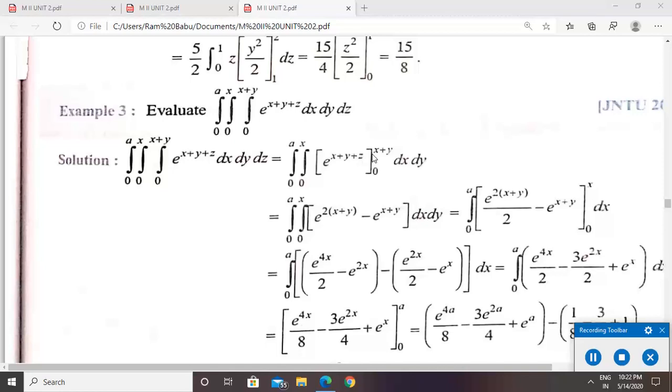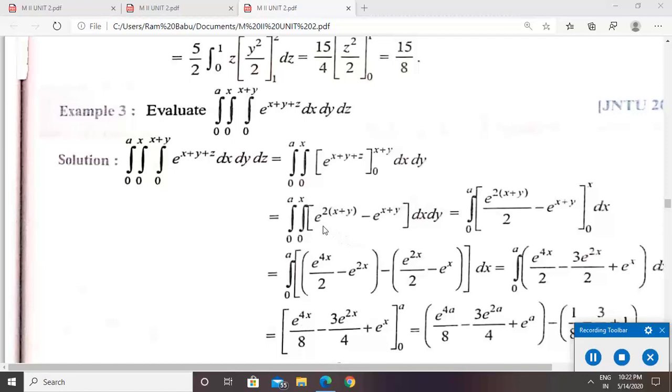We will replace z with x plus y. Therefore, e power of x plus y plus x plus y, that is 2x plus 2y. Okay, minus, now we will replace z with 0, that is x plus y plus 0, minus of e power of x plus y dx dy. Okay, therefore now we will integrate this function with respect to y, because the limits are y is equal to 0, y is equal to x.